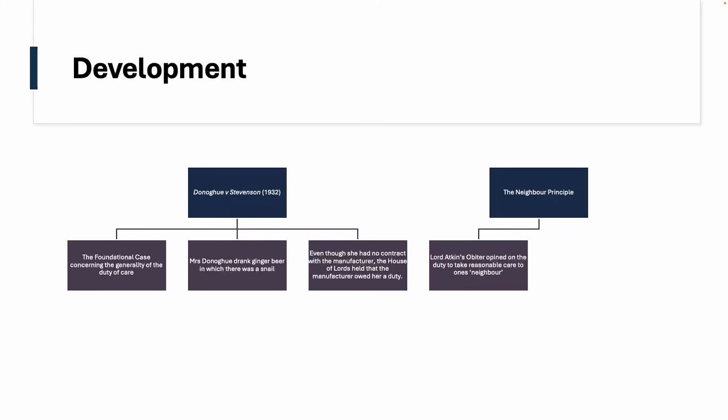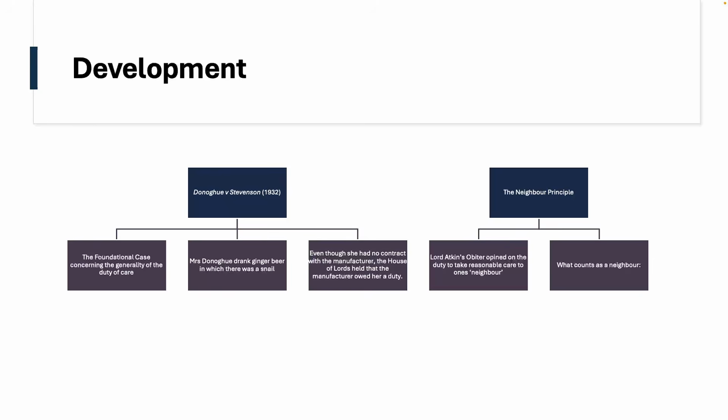So Lord Atkin opined on the duty to take reasonable care to one's neighbour. That's basically the idea, and it's a sort of harkening back to the idea of loving thy neighbour from biblical texts. Who counts as a neighbour is the really important question. So one must take reasonable care to avoid acts or omissions which they can reasonably foresee would likely injure your neighbour, and that provides us with another additional bit of information, this idea of reasonable foreseeability.